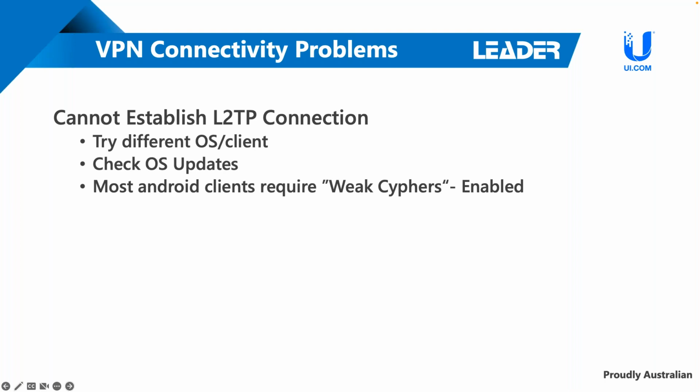And then one thing to note here is that most Android clients require weak ciphers. That's a setting in the server setup that you need to tick. So if you have a lot of Android clients connecting to your VPN, depending on the age of those devices, they might need to have weak cipher support enabled. And it's not just old devices as well, it can be some of the more modern devices.